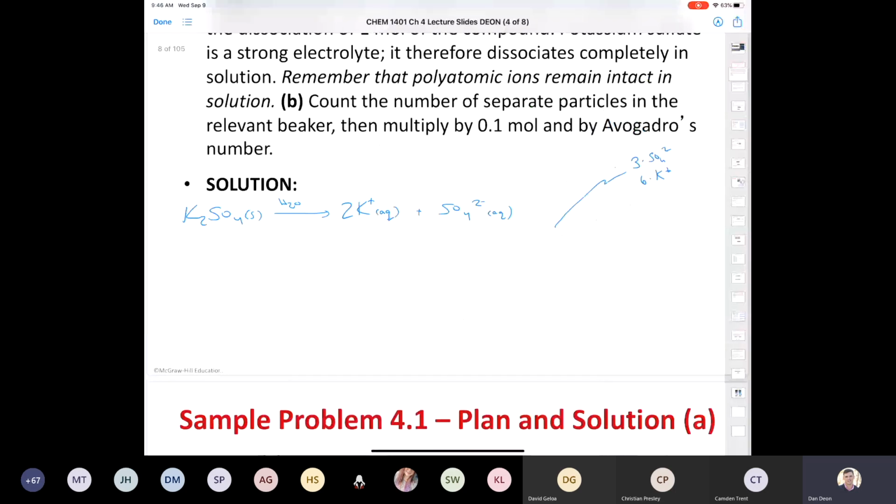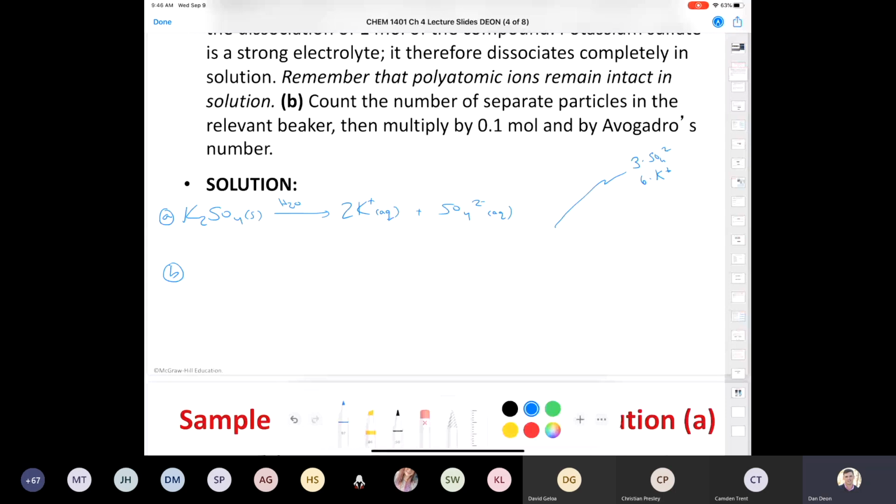We had 3 sulfates and 6 potassiums. So if I have 3 sulfates and 6 potassiums, this is A. Then in B, for my sulfates, I'm going to have 3 times 0.1 moles. There's 3 of them, so I'm going to put 0.3 moles. And then for my potassiums, I have 6 times 0.1 moles, so I'm going to have 0.6 moles. I add those all together and I get 0.9 moles.